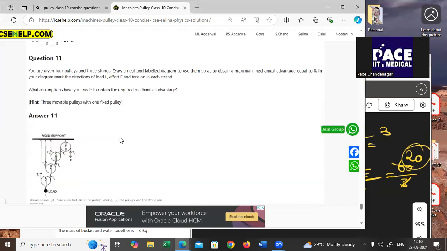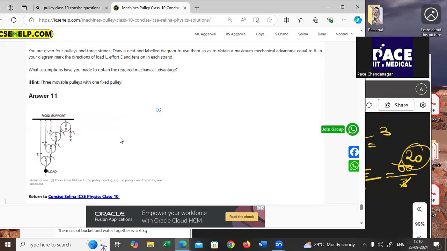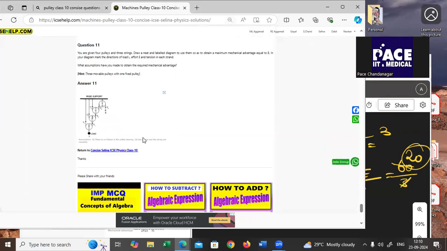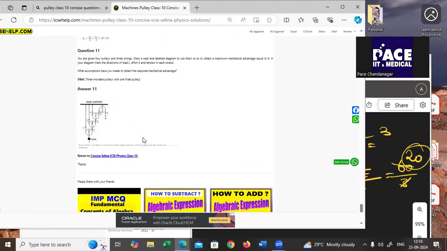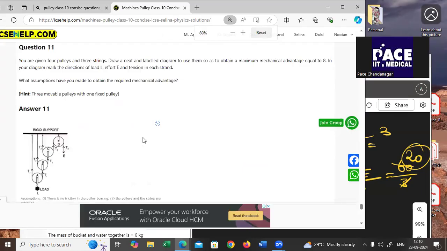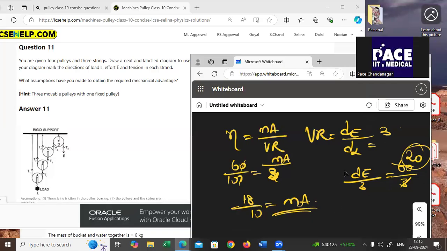Then you're given 4 pulley systems here. 4 pulleys here. Draw a neat labeled diagram to use them so as to obtain a maximum mechanical advantage equal to 8 in your diagram. Okay, we want 8 mechanical advantage there. So how much is this here? 1, 2, 1, 2, 3, 4, 5, 6, 6 to the upward, but all of them are not fixed, right? So we will not go that way here. We will be just going up with only this much. So I will show you here for this part. How are we going to do this?